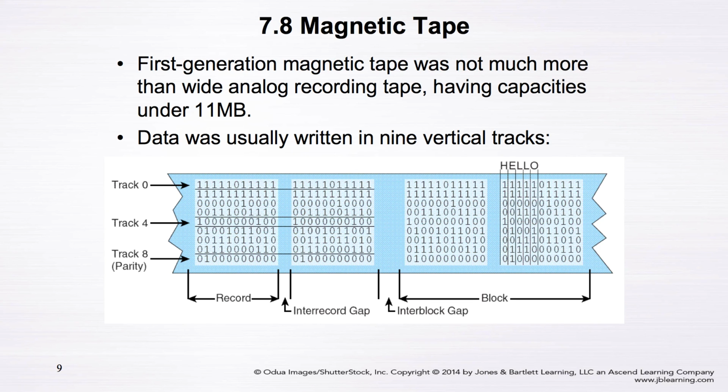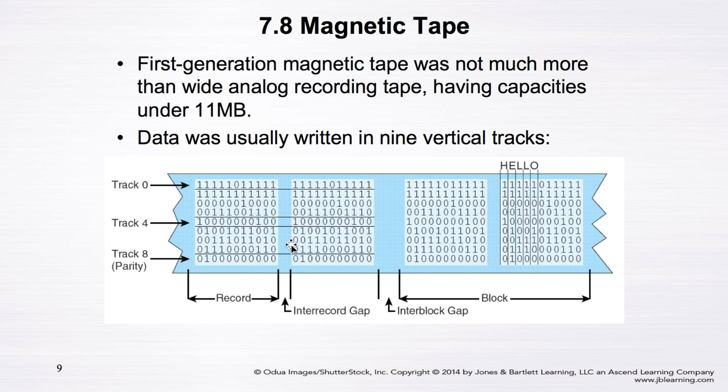The next one we talk about is the magnetic tape. The first generation of magnetic tapes were not much more than analog recording tape, having a capacity of 11 megabytes. In this technology, data were usually written in 9 tracks. Here you can see a magnetic tape with tracks from track 0 to track 8, and track 8 is a parity track, used for checking the values stored in track 0 to track 7.